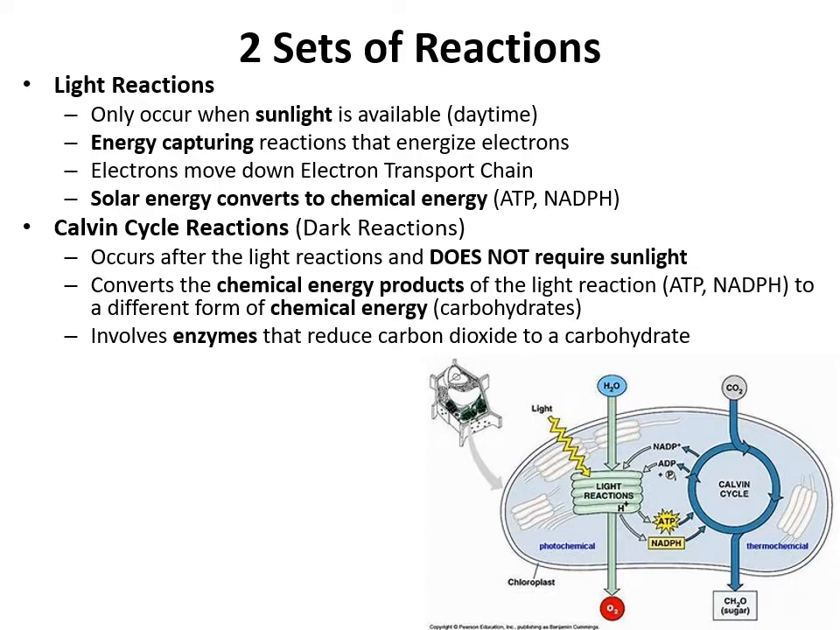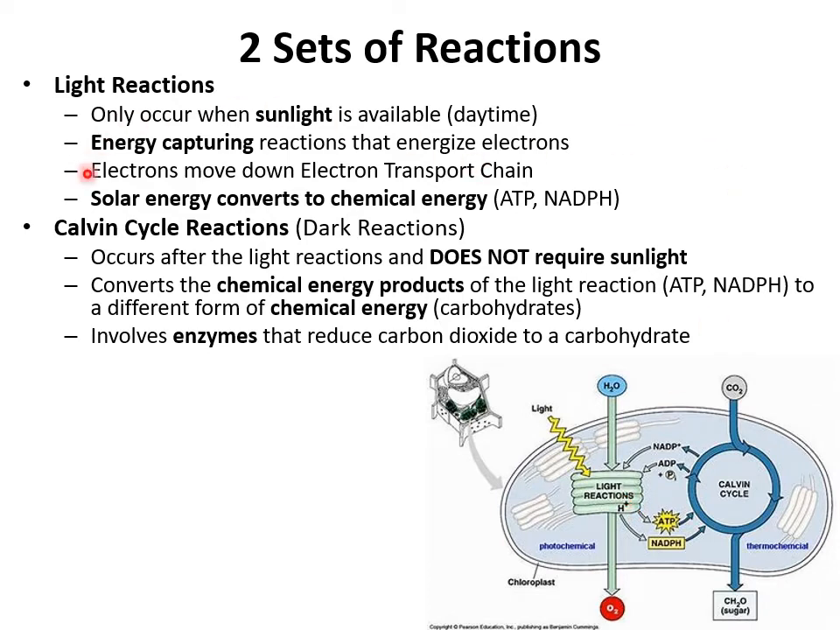So as I mentioned on the previous slide, the light reactions are called light reactions because they're going to occur when solar energy is present, when the sunlight is available, whereas dark reactions, or what we call the Calvin cycle, they occur after the light reaction, and so they don't need the solar power to guide them. Instead, they're using the products of the light reaction.